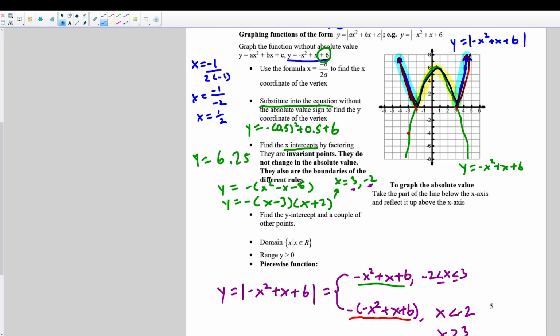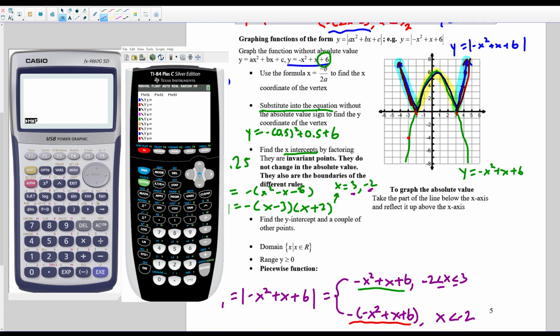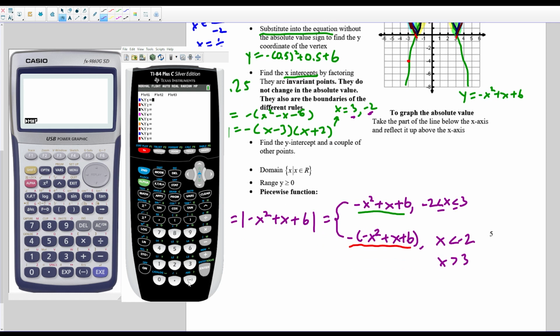Now, before we continue on, I realize that I haven't actually graphed anything on the calculators yet, so let's go ahead and pull those up. Maybe I'll do it on the TI first. We're going to go into our graphing section. Let's first graph the individual parts of our absolute value function. So let's graph the positive portion first. We're going to have negative x squared plus x plus 6. And then we're going to have the negative portion, so we're just going to put a negative in front of the exact same thing: negative of negative x squared plus x plus 6. Now let's go ahead and graph those two.